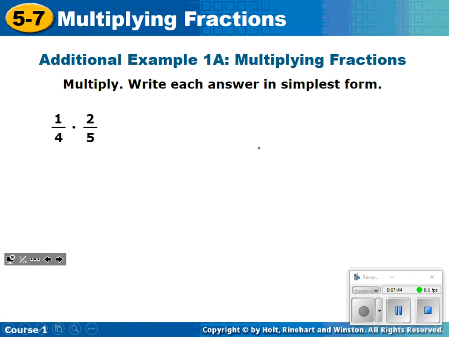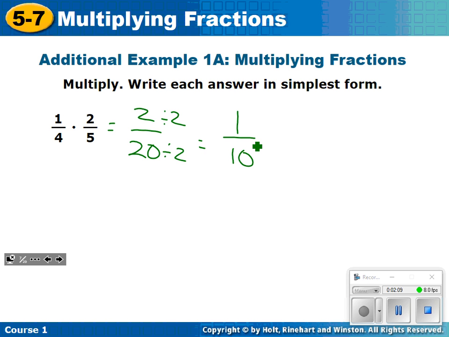Now, here's the next thing. I just told you, all I got to do is multiply the numerators and multiply the denominators. So if you really wanted to, you could do this, and you could go 1 times 2 is 2, 4 times 5 is 20, and then you want to reduce. Top and bottom both can be divided by 2, right? And so you end up with 1/10.